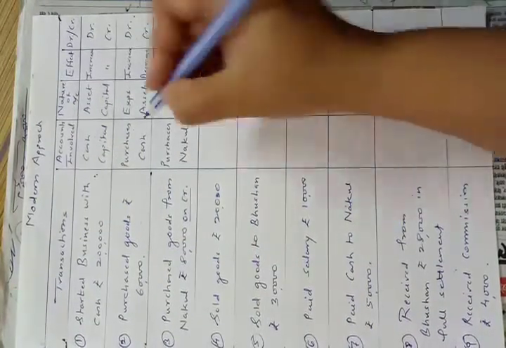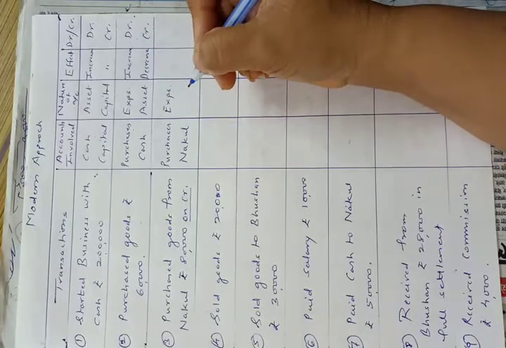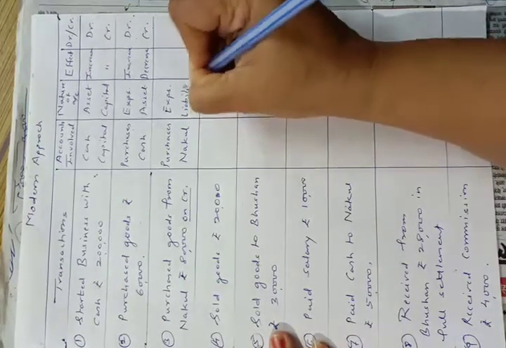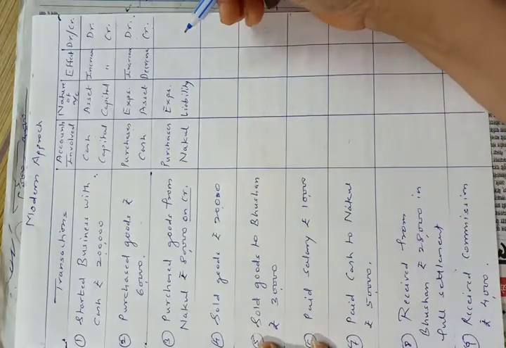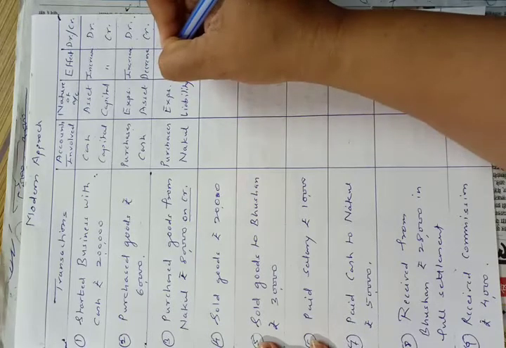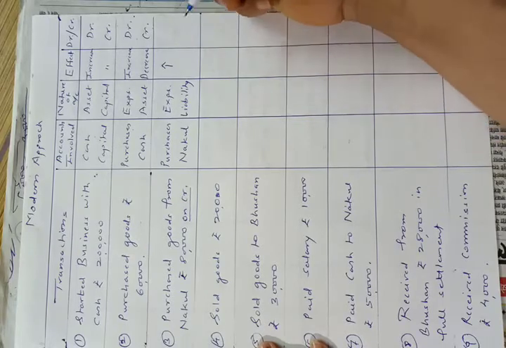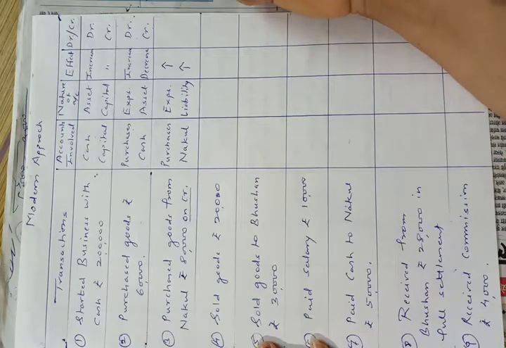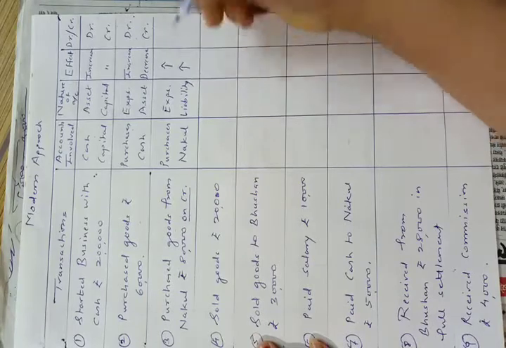Now purchases are our expenses and Nakul is our creditor, that is our liability, because the amount is payable to Nakul in future. Here when we purchase goods, our expenses will increase. Now I will show by this sign, increase, and our liability also will increase because the amount is payable to Nakul. So expenses increases, liability also increases.